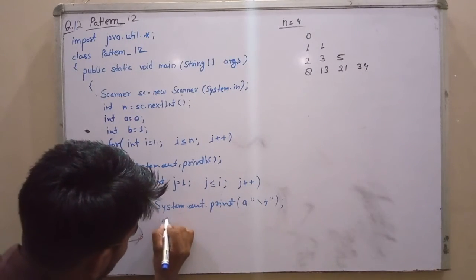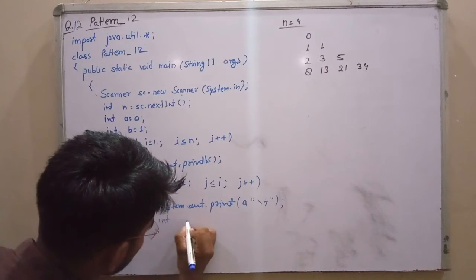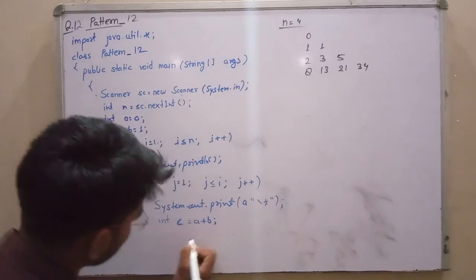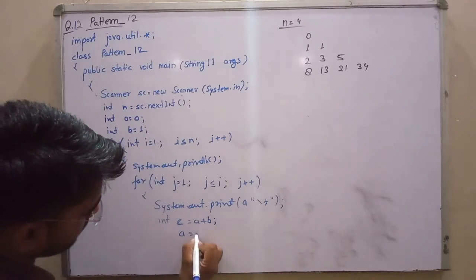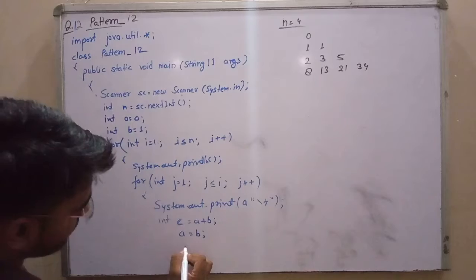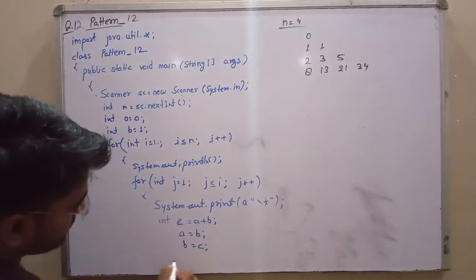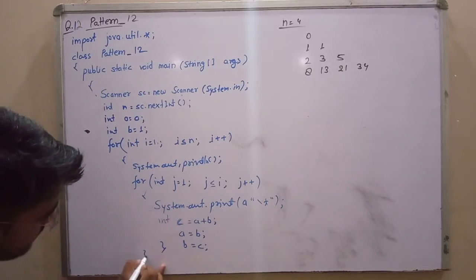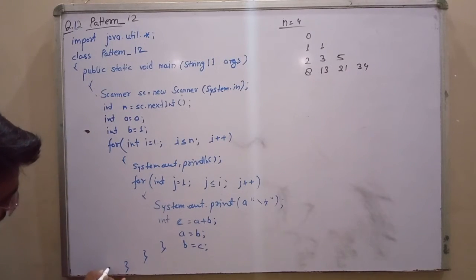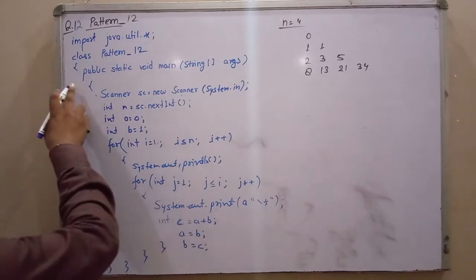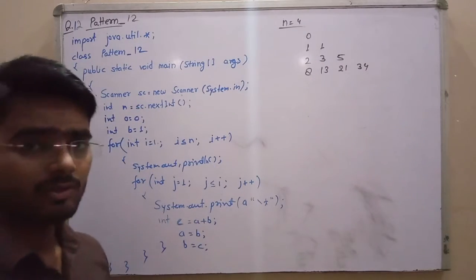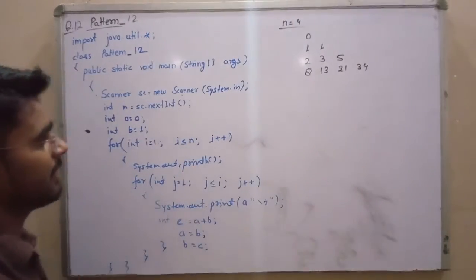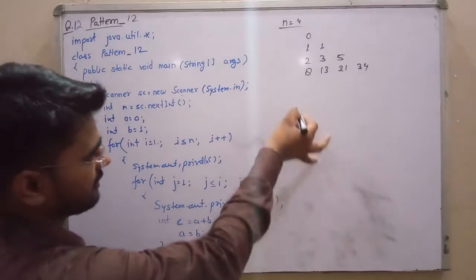After this we build the Fibonacci series. Here take one other variable, int c equal to a plus b. And then load the value of b in a and load the value of c in b. Then close this for loop, and close our main, and close our class. Okay, so run this code for this type of pattern.